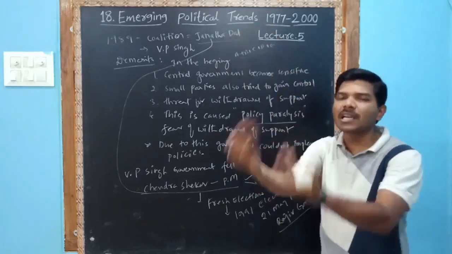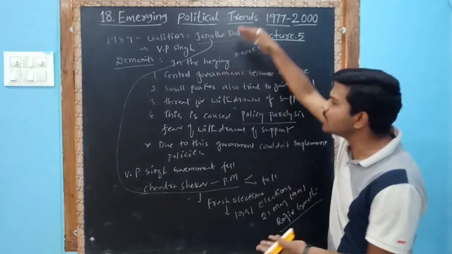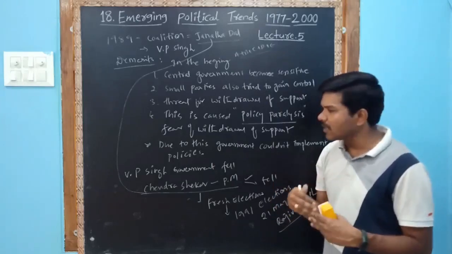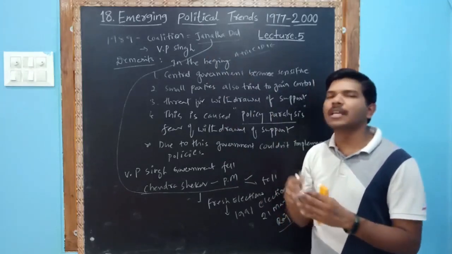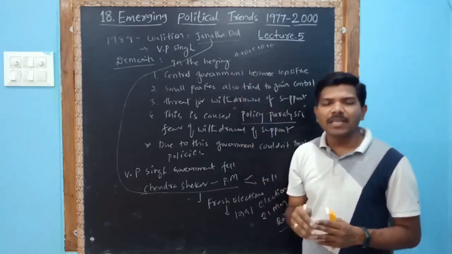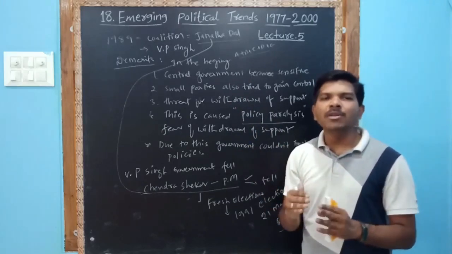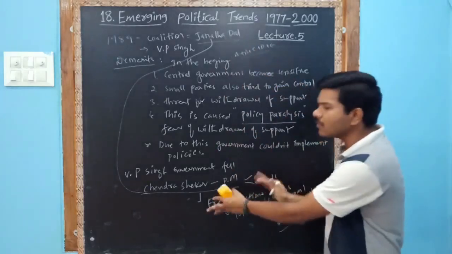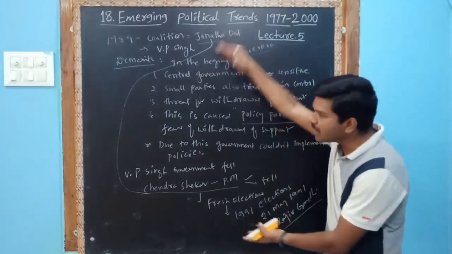This is the situation of the early coalition governments, whenever the coalition government started in the beginning days. Then let us see now what we understand: early coalitions were unstable, didn't implement their policies, and did not last their full term. I repeat, early coalition governments were unstable, did not last their full term, and collapsed before the 5 years. This is about early coalitions. In the beginning days of coalition governments, these things were happening.